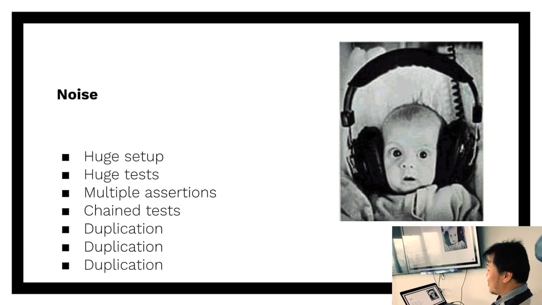Noise is another big anti-pattern. There are a lot of categories of noise, but these are a couple of examples. Whenever you do a huge setup, or the test itself is really huge, or you have multiple assertions, or chain tests. Does anybody know what chain tests are? Yes, you want to assert order. Or in the test, you do one thing, you assert, you do another thing, you assert, you do another thing, you assert. And duplication. And duplication. And duplication.